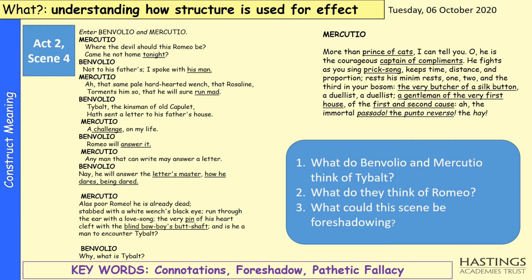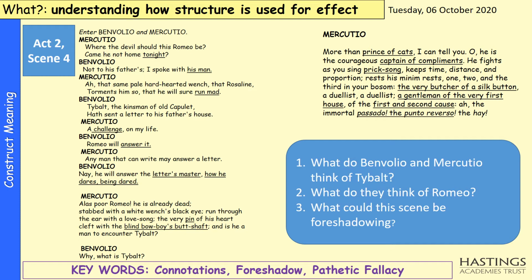What could this scene be foreshadowing? This scene could be foreshadowing a potential fight between Tybalt and Romeo. It puts the audience a little bit more on edge at the beginning of this scene. If you think the previous scenes that we've had are all focused on Romeo and Juliet and their love, this scene reminds us of the danger, reminds us of the conflict in the play.